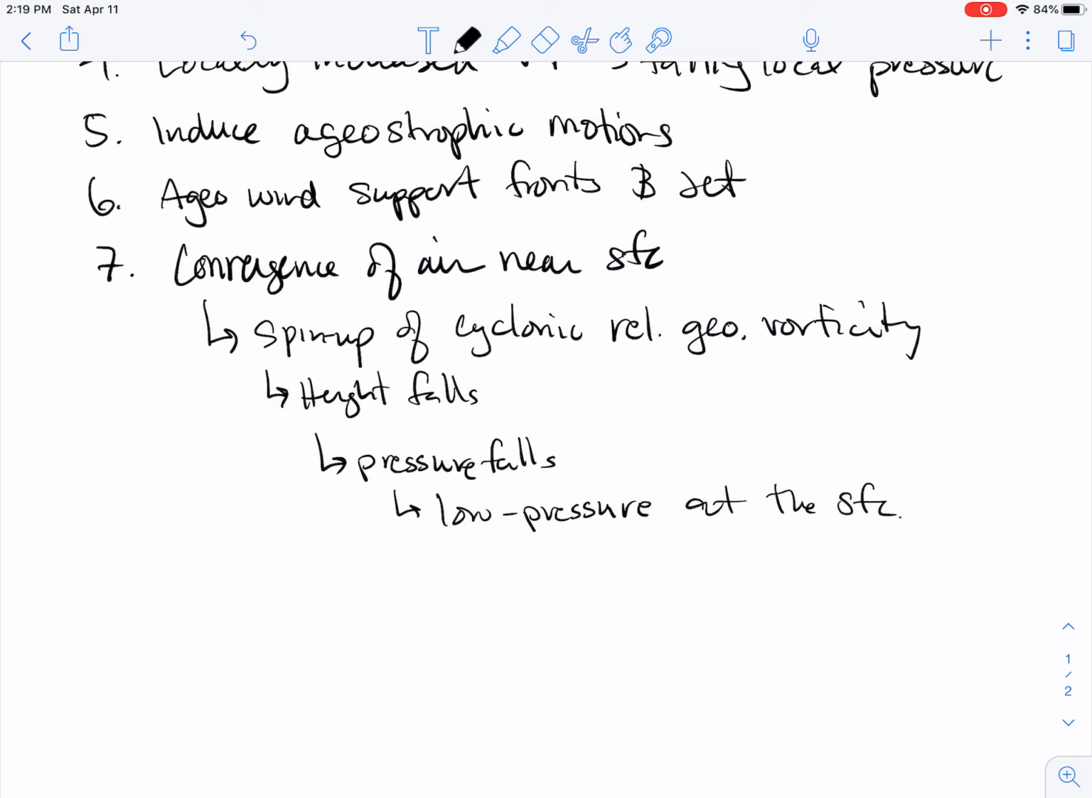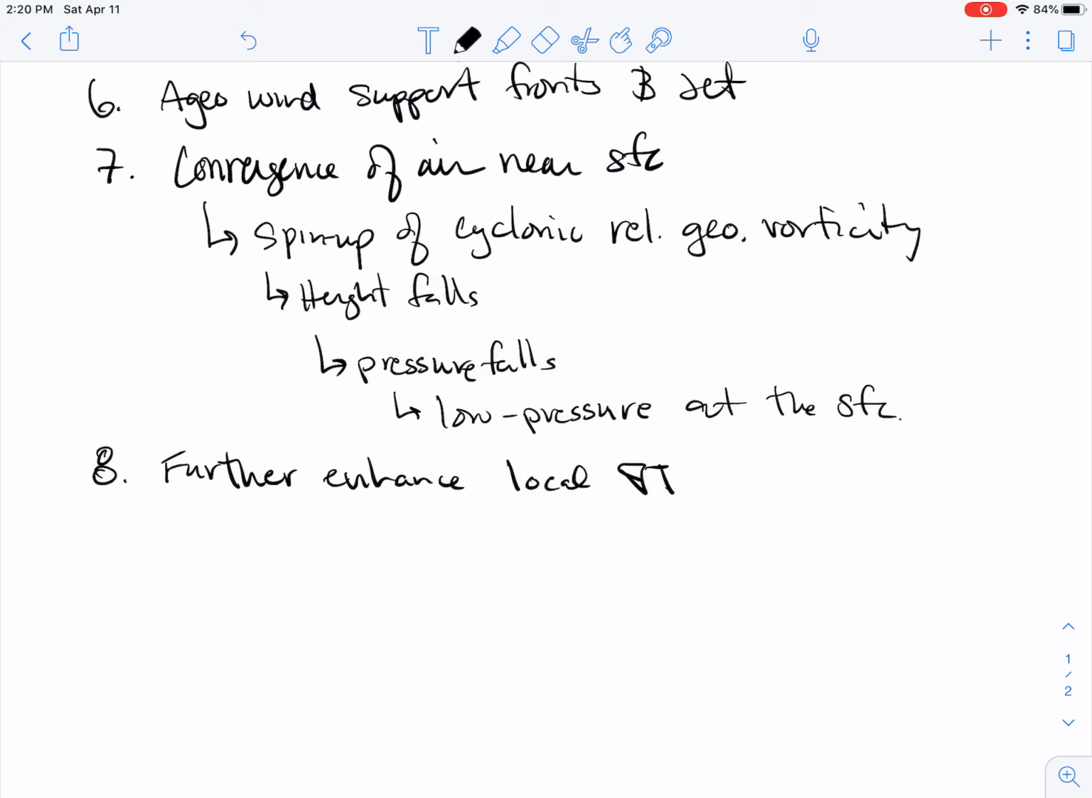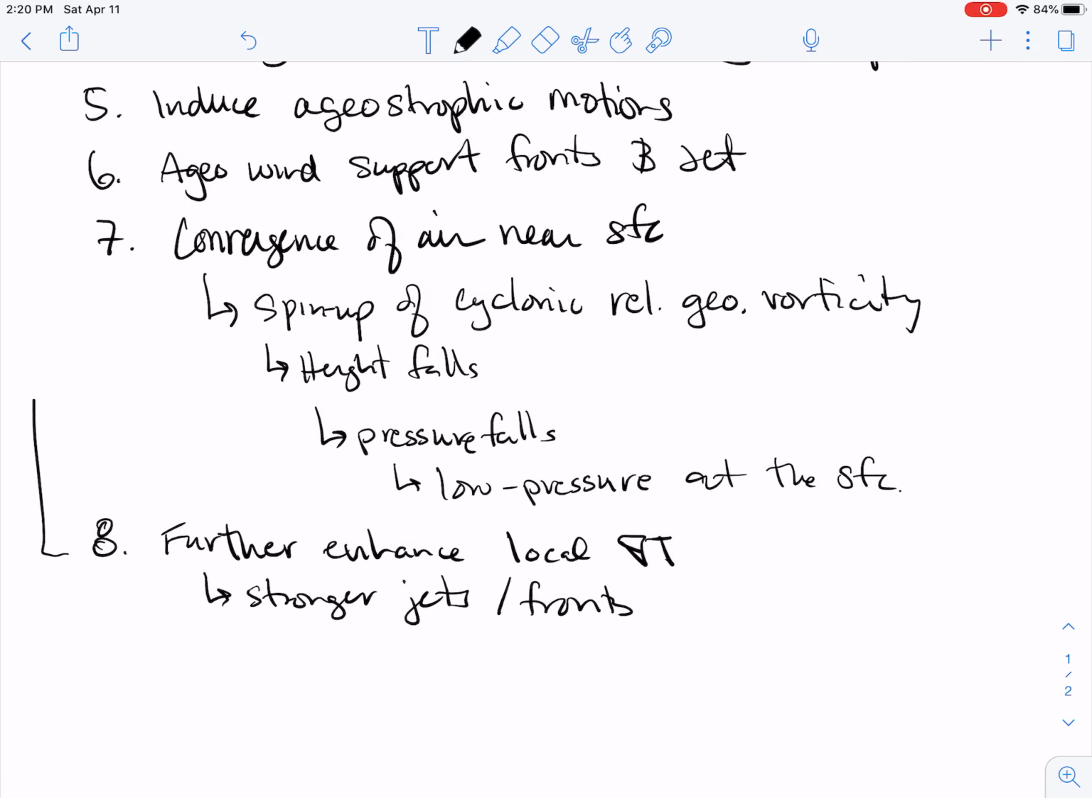This would though quickly fill itself if we do not have strong upper level forcings associated with it. And so what happens with this spin up of cyclonic geostrophic relative vorticity is we locally further enhance our temperature gradient, which we know will then create stronger jets and fronts, such that we then continue to strengthen our rising motion and our ageostrophic circulations, and this process feeds on itself. If the atmosphere is aligned in such a way to continue this process, we get what we call self-development.